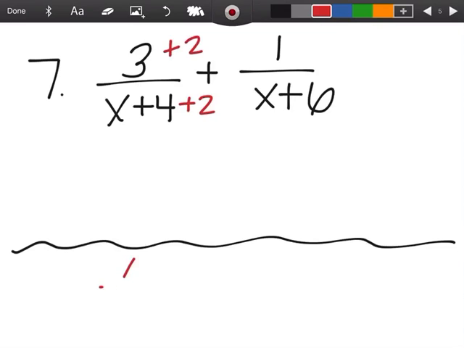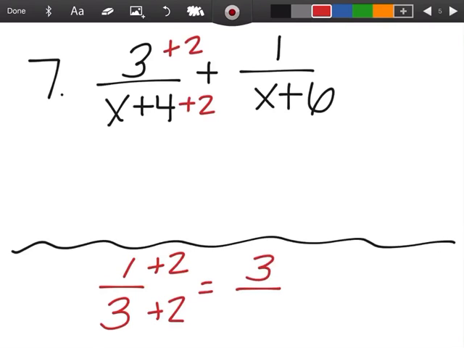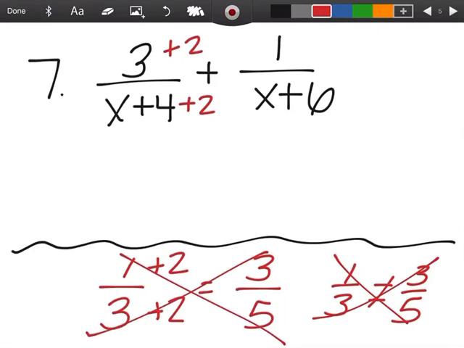Because if I have a fraction like 1/3, and I just decide to add 2 to the numerator and the denominator, that makes it 3/5. And 1/3 does not equal 3/5. So I can't just add to the numerator and the denominator. What am I allowed to do, though?